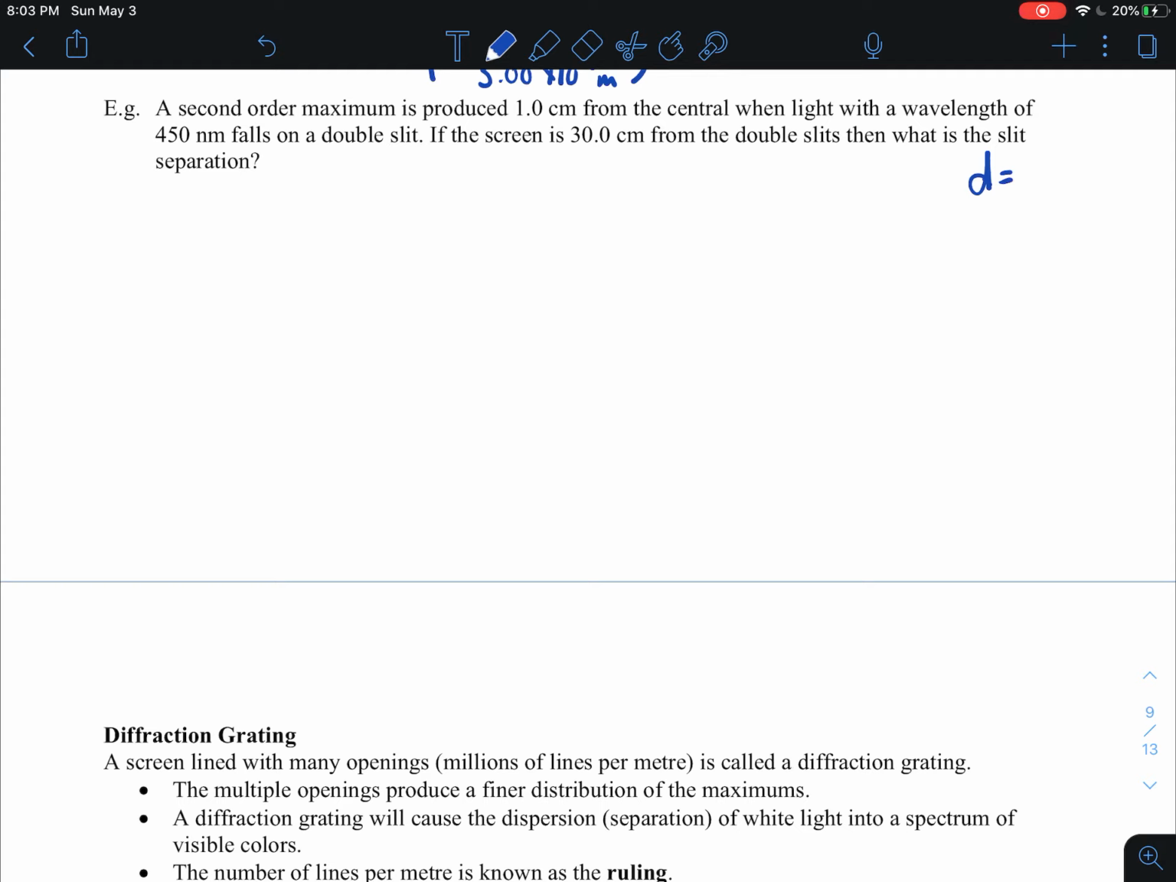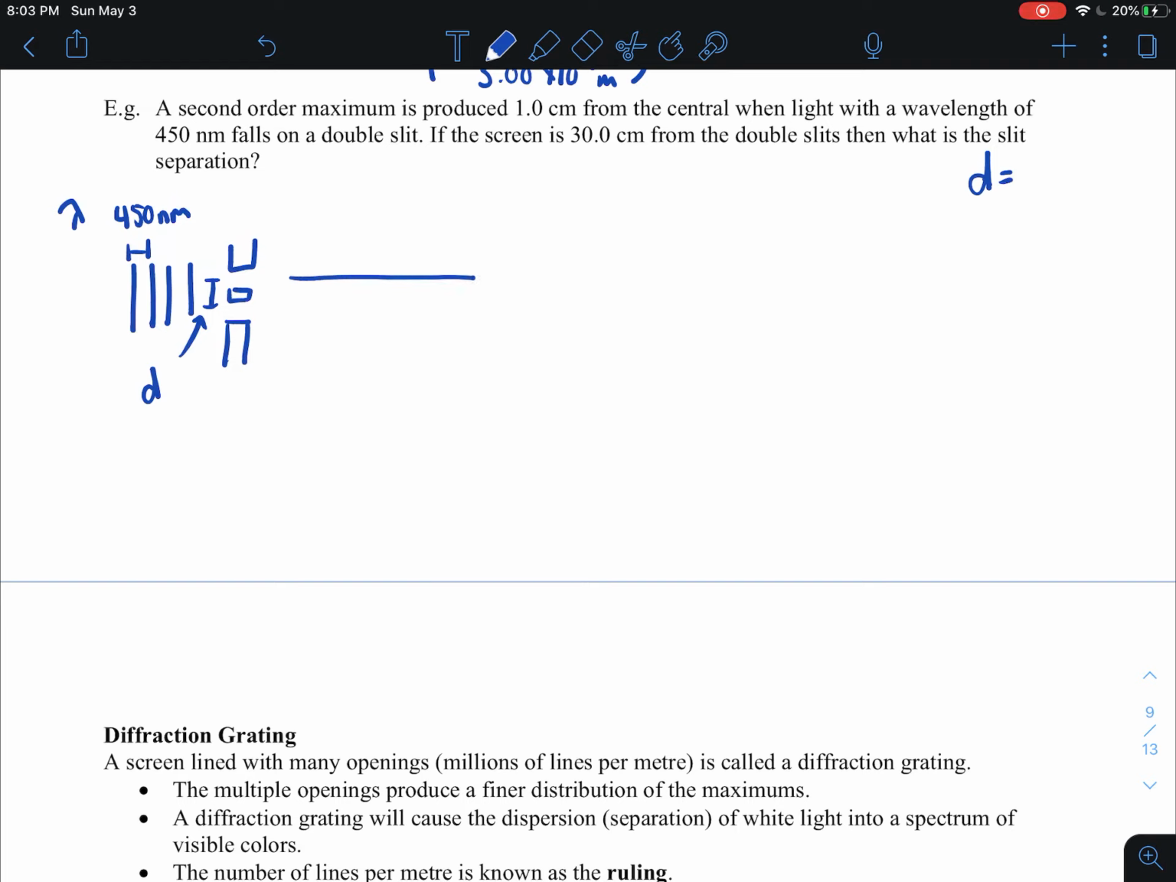All right, I'm going to draw a quick little picture, just to visualize this again. So here we have the waves coming in, and the wavelength, which is the distance from one peak to the next peak, is 450 nanometers. That is my wavelength. And then it passes by some slit separation, which I don't know in this case, which is my D value, which is the distance from here to here.